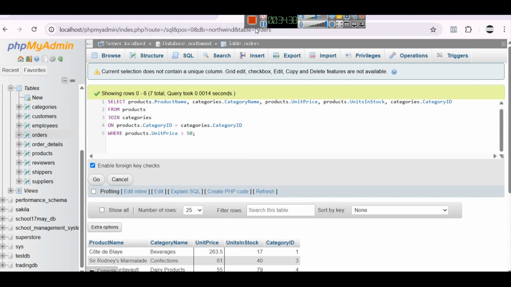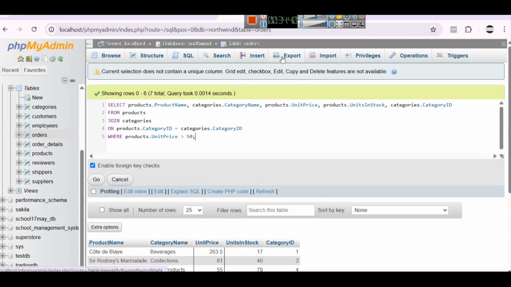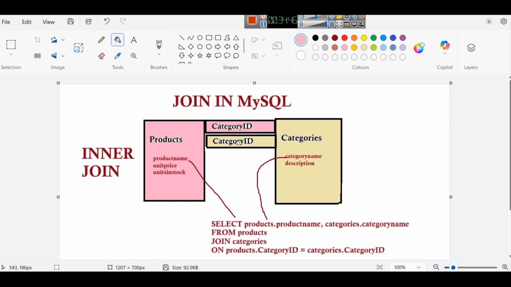Sir, what is the working of the on? I just explained it. Like on means where are you joining them? Join means... The tables are joining internally, so what is the purpose of on here, sir? On means on which column.